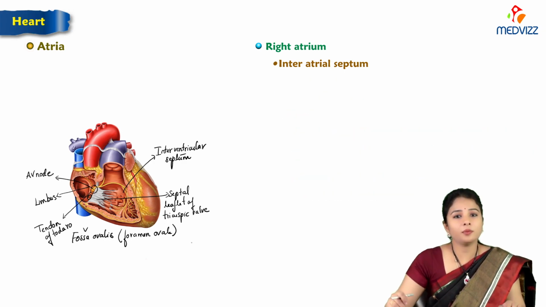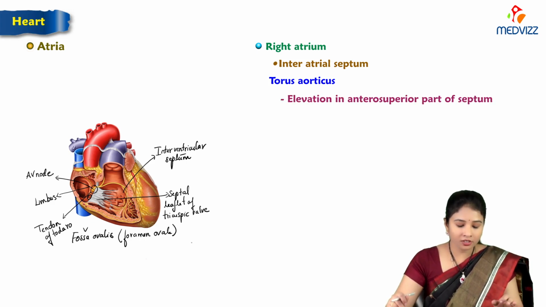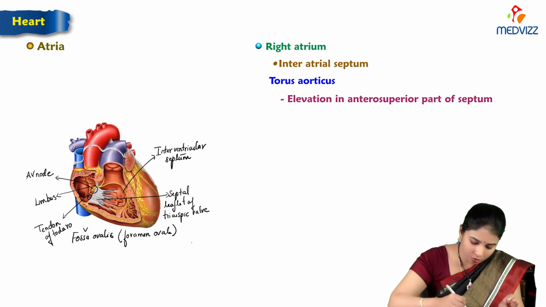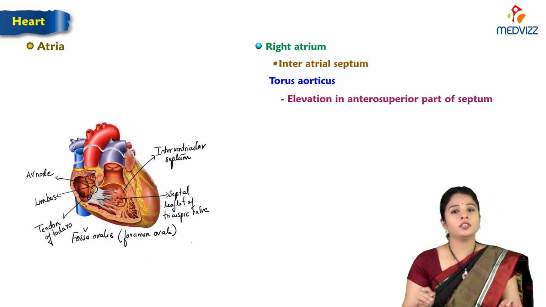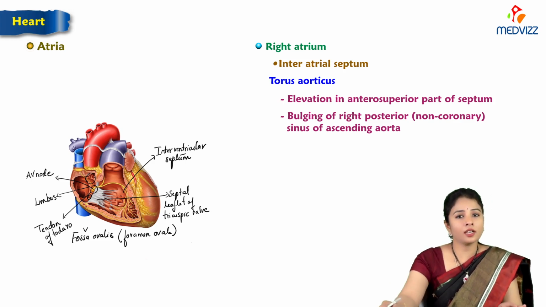So we shall discuss the torus aorticus. Torus aorticus is an elevation which is seen in the anterior superior aspect of the septum. So here it is, the anterior superior aspect of the septum is the torus aorticus. It is produced due to the bulging of the right posterior, that is the non-coronary sinus of the ascending aorta.